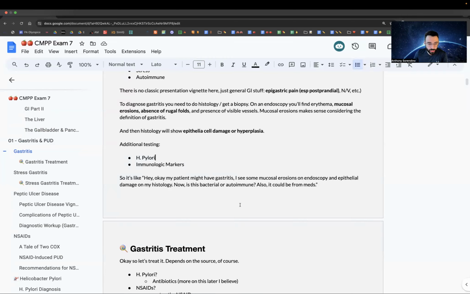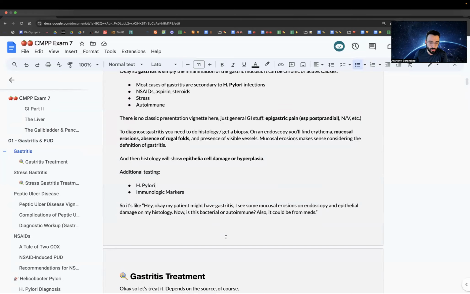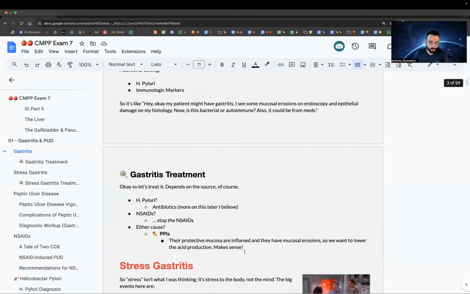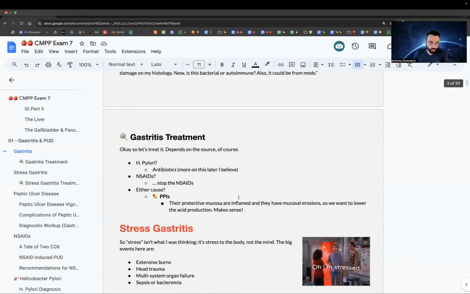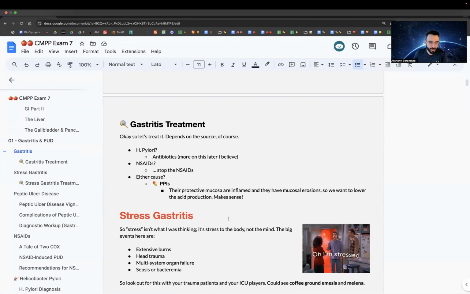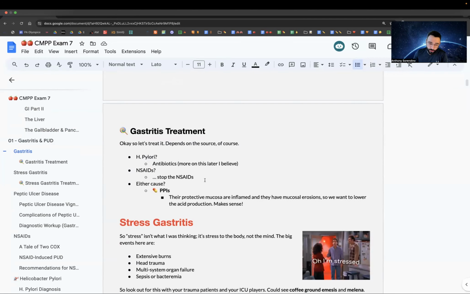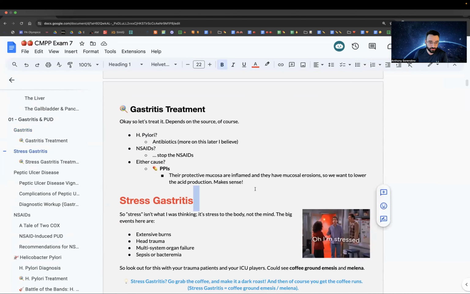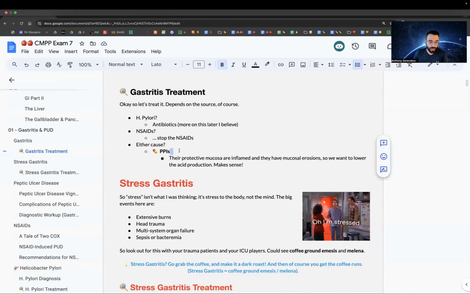You can also do testing for, again, we want to see what's causing this. So you can do testing for H. pylori, or you can do immunologic markers as well. All right. So you've diagnosed your gastritis, and what do you want to do now? If it's coming from the H. pylori, you're going to give them antibiotics, and much more on that later. If it's because of meds, just stop the meds that they're on. And really for either cause, you can give them PPIs as a protective measure for their mucosa. So that'll be good either way.